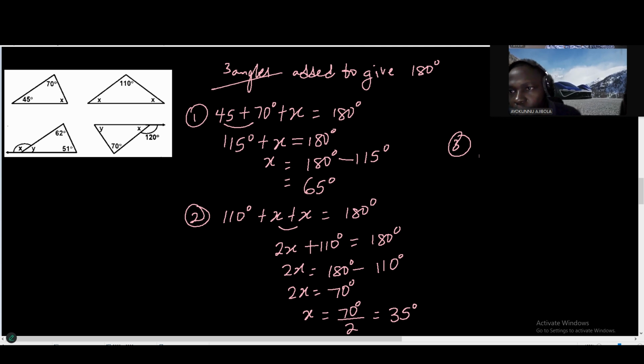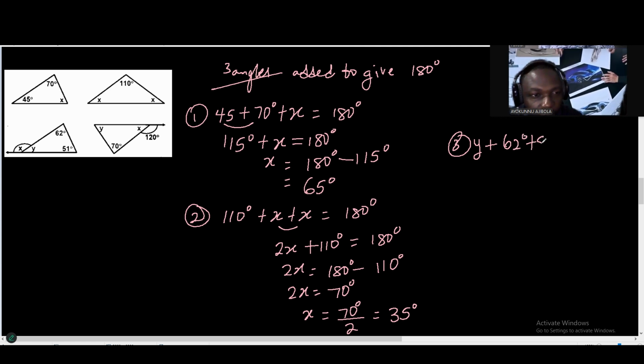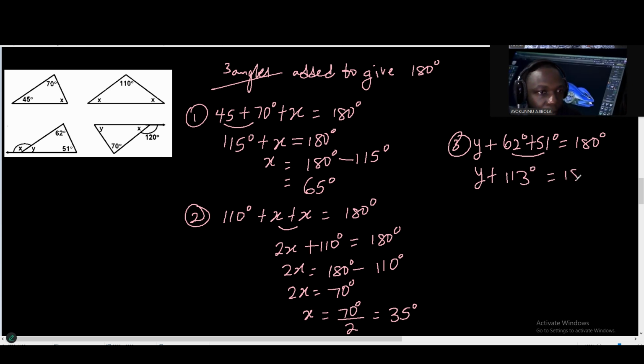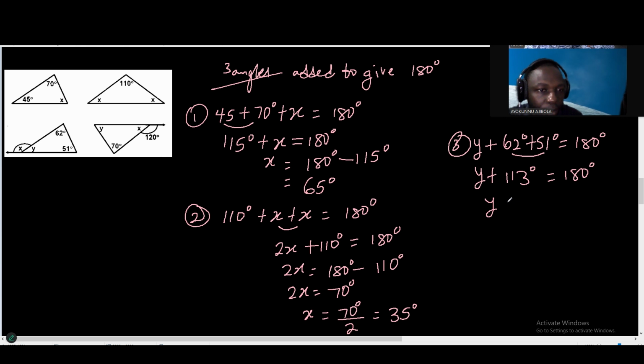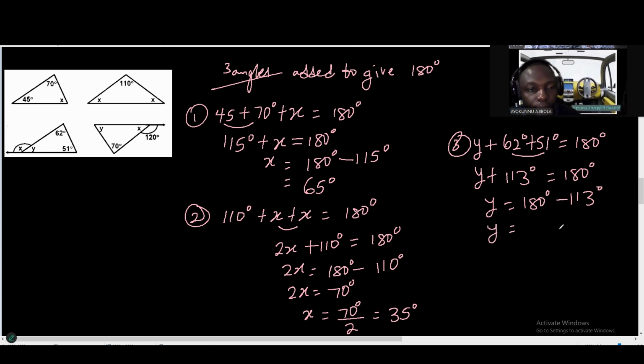So for number 3, we must firstly find y, because we're looking for x and y. So we have y plus 62 degrees plus 51 degrees equal to 180 degrees, right? What is the addition of these two? This is 113, okay? Then y equals 180 degrees minus 113 degrees. So y should be 67 degrees.